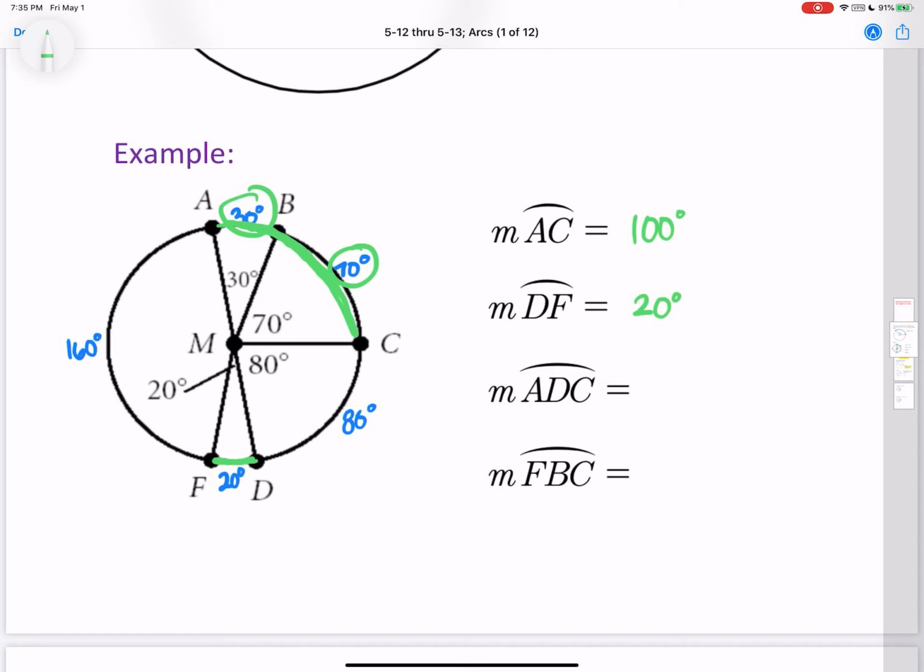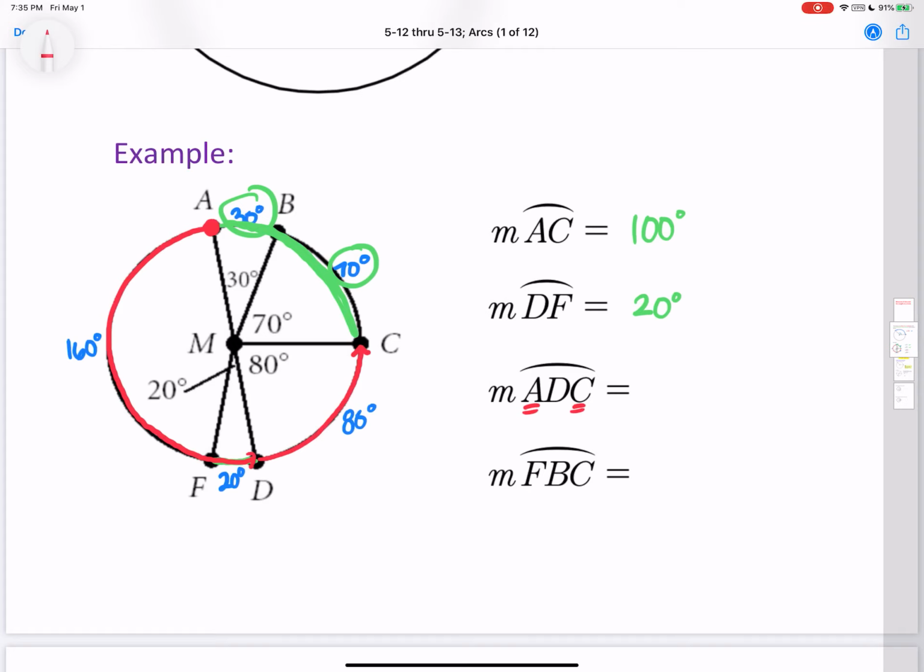Then we take a look at arc ADC. Remember, we start at point A and we want to end at point C, with D somewhere in the middle. So we start over here and go around to D, and once we hit D, we continue that arc all the way around to C. We're going from A to D to C. If we went the other way, we wouldn't have D in the middle; C would end up in the middle. So we don't want to go the other direction.